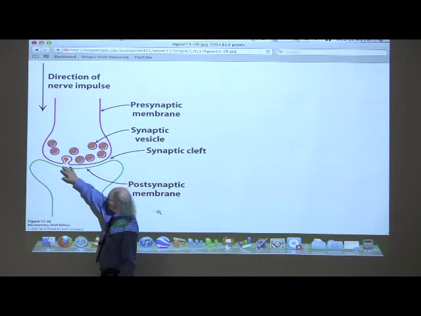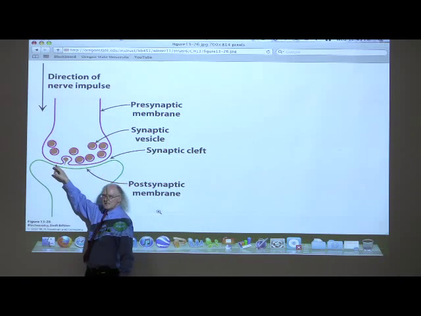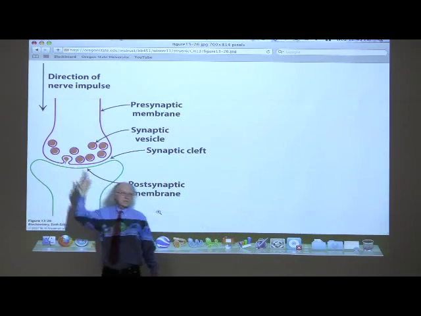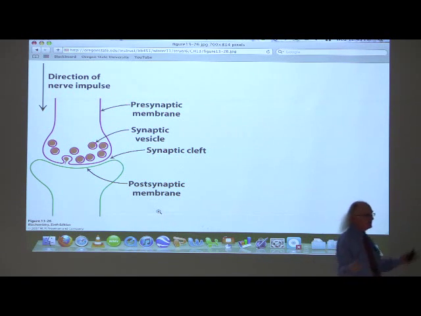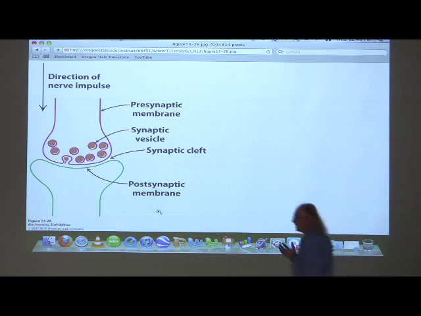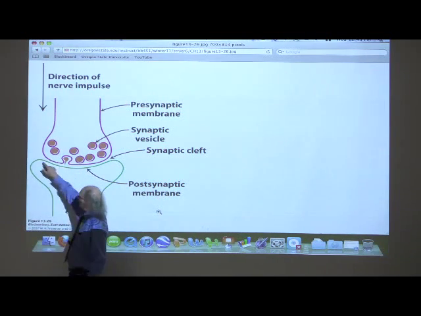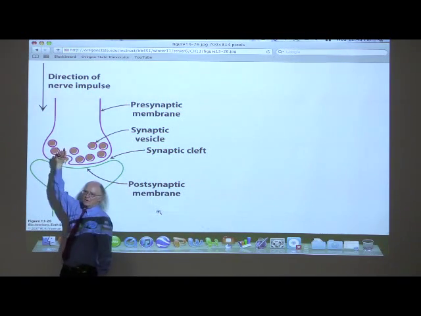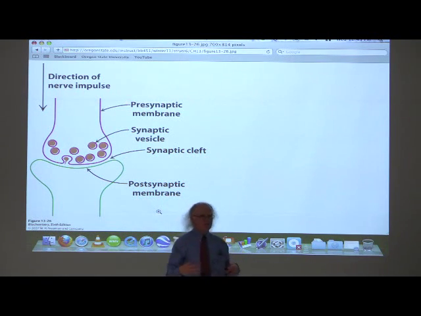Actually, they don't go in here. They just bind on the surface. But once they get here, what do they do? Well, they have to be recycled back into the original nerve cell. If they're not, the nerve cell isn't going to have any more neurotransmitters to signal next time it needs to. So your nerve cells have a recycling system that takes those neurotransmitters off of the surface here, packages them back up, and puts them back in the original nerve cell. That's an important consideration for neurotransmitters.